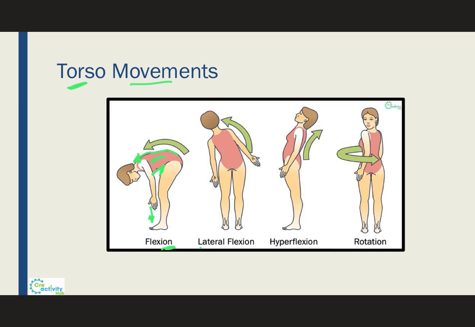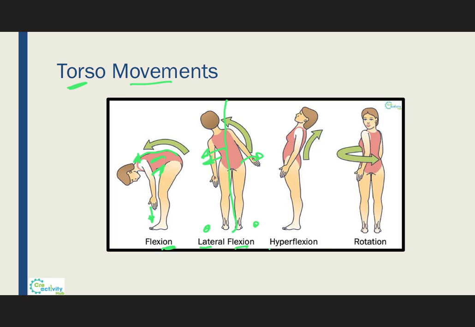Next, we have lateral flexion, and this will refer to bending the torso sideways, and it's going to be away from the midline of the body, as we can see on this image. Therefore, you're leaning your torso to the right or to the left to reach something on the side, for example.